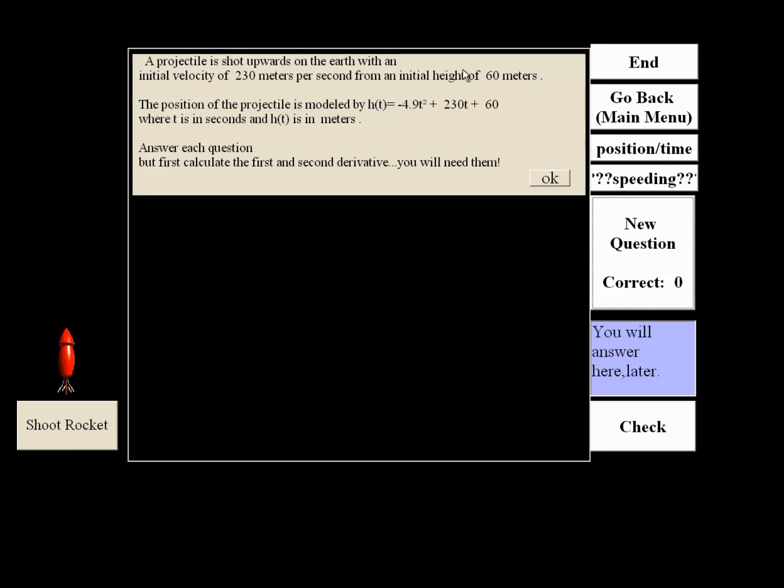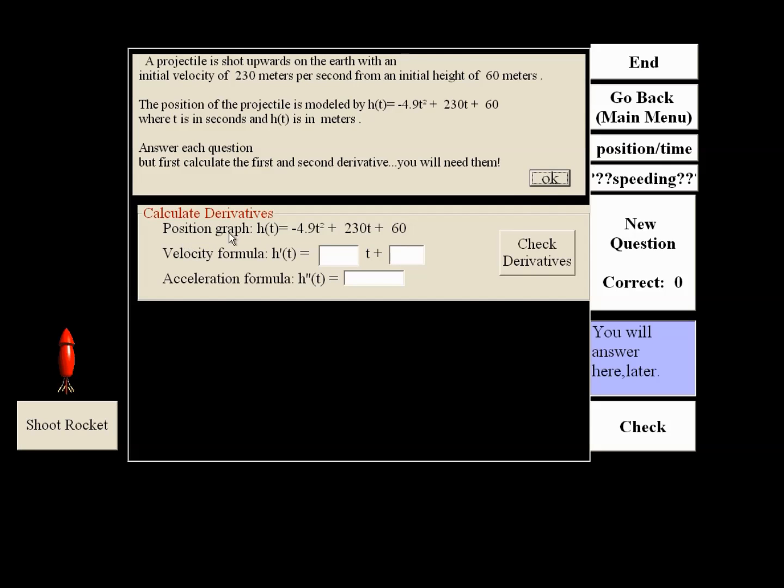This is the position of the object when you shoot it up. Its position can be solved by putting the time in, and then if you wanted to know how fast it was going, you would use the first derivative, and if you wanted to know the acceleration, you would use the second derivative. So when you do one of these problems, you're going to need all of those, so you just take the derivatives, and then eventually it's going to ask you what's the maximum height, how long is it going to take, and it's just going to generate problems for you of that type.